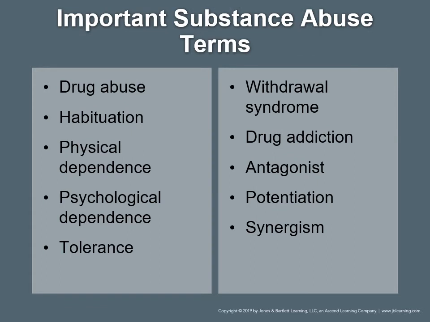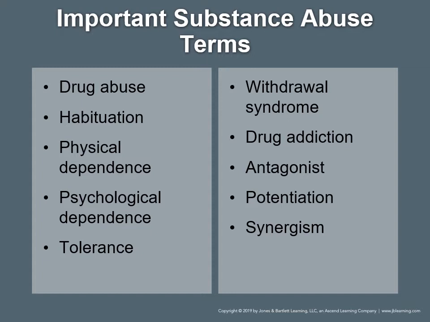Basic terms and concepts related to substance abuse. Drug abuse: any use of drugs that causes physical, psychological, economic, legal, or social harm to the user or to others affected by the drug user's behavior. Habituation is a psychological dependence on a drug. Physical dependence is a physiologic state of adaptation to a drug, usually characterized by tolerance to the drug's effects and a withdrawal syndrome if the drug is stopped, especially if it is stopped abruptly. Psychological dependence is the emotional state of craving a drug to maintain a feeling of well-being.